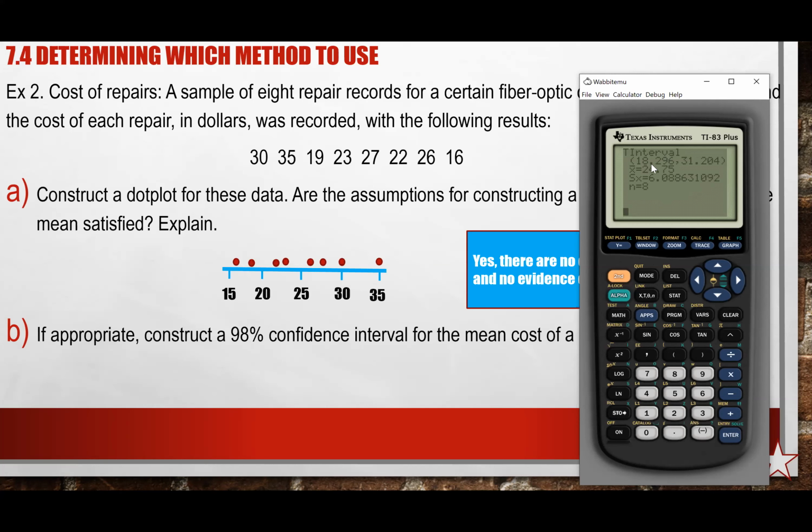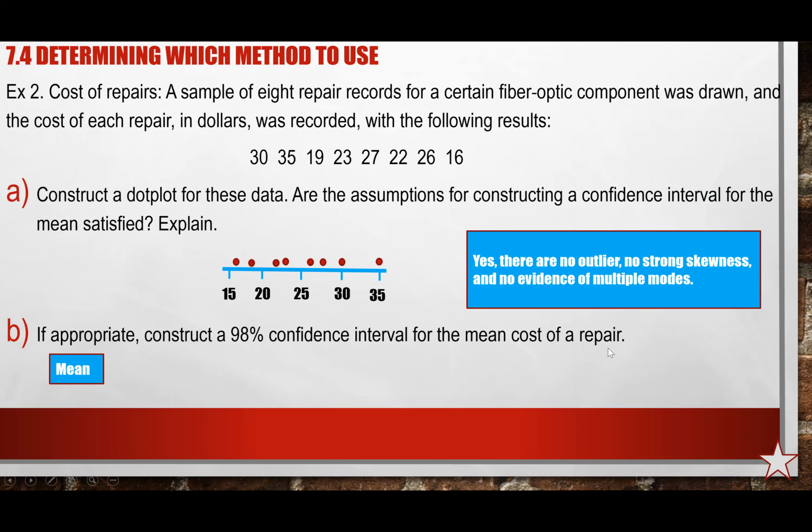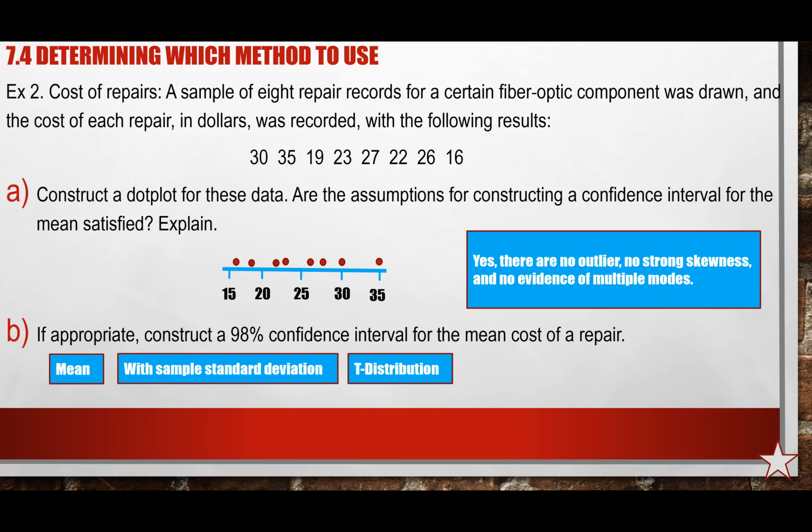And again, 18.3, 31.2. The two things they give us are the sample mean and the sample standard deviation here. Those are the two that we have, right? So if they give you the raw data, then the raw data will always give the sample standard deviation. And if it's a sample standard deviation, this is what we use in the T distribution.